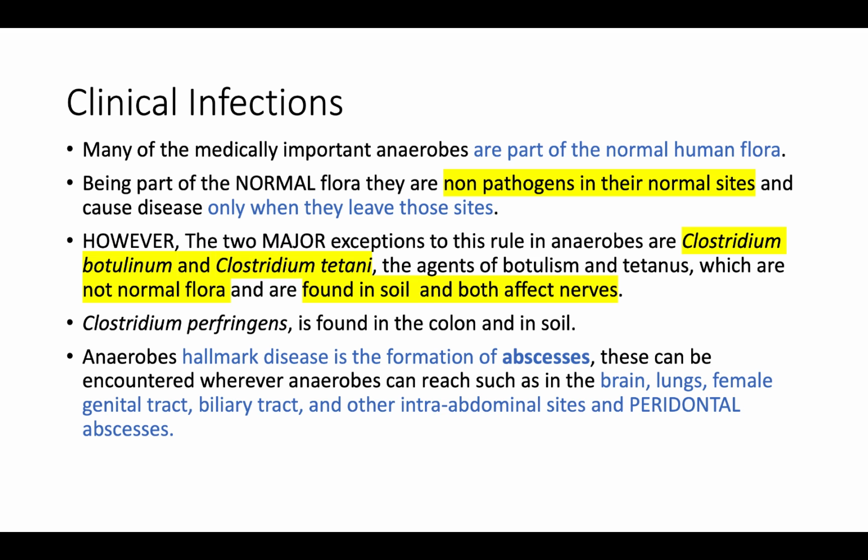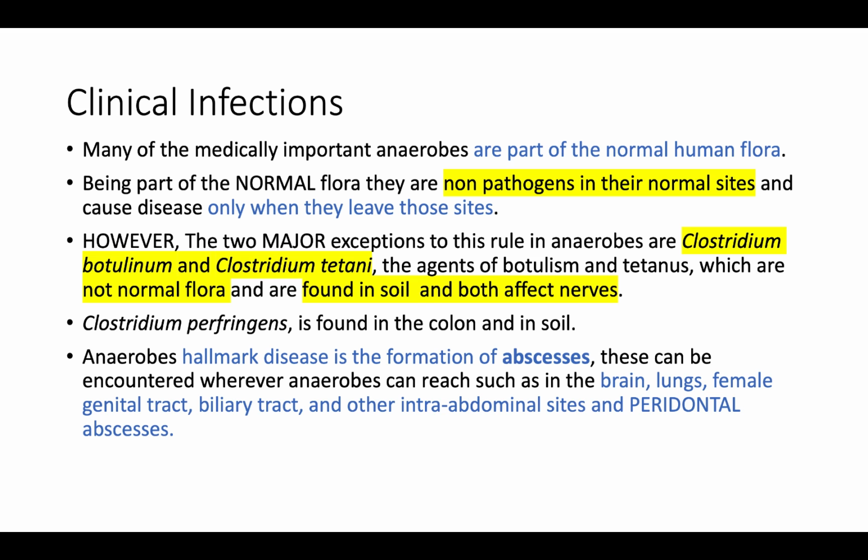So they are normal there, they are non-pathogens in their normal sites, but they are pathogens if they leave those sites. Two major exceptions to this rule in the anaerobes are Clostridium botulinum and Clostridium tetani, which we will talk about later. The ones that cause botulism and tetanus are toxin producers that affect the nerves, and they are found in soil. You never find them as normal flora.